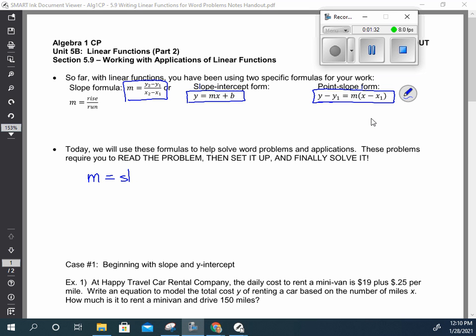So M is the slope. When you're looking at a word problem, slope is normally the rate of change. Rate of change, how much something costs. B is normally what? What's B normally?